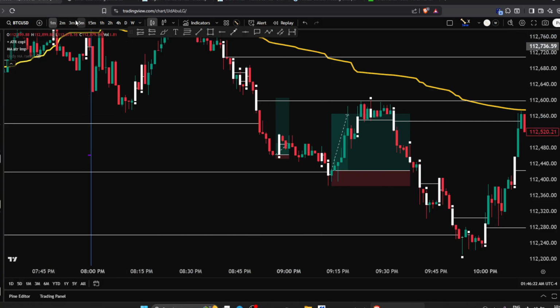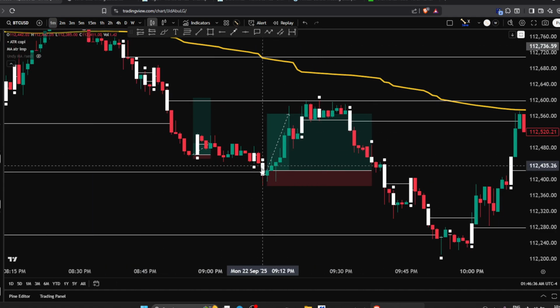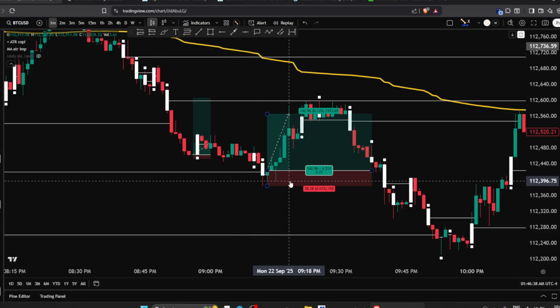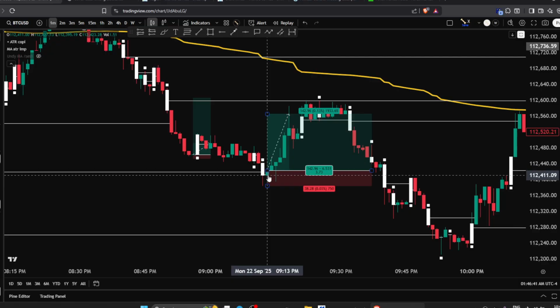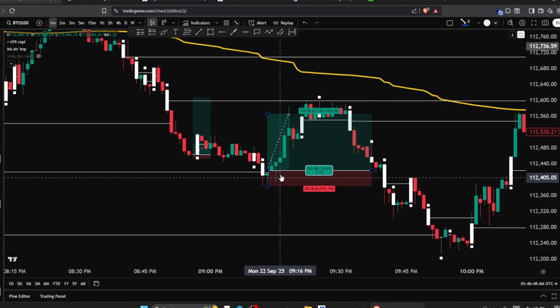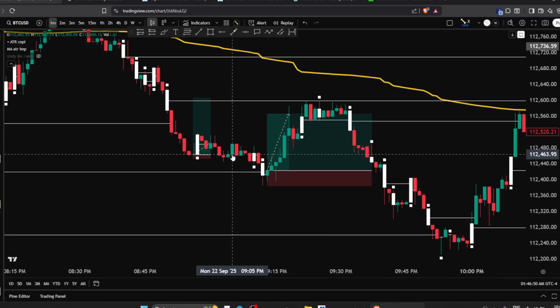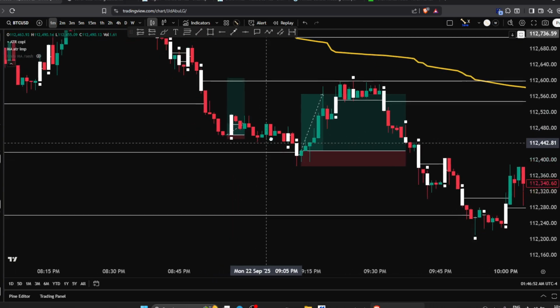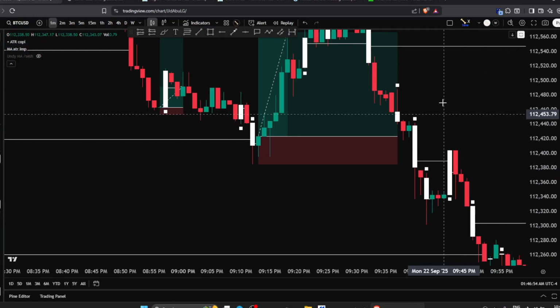Up here I should mention too, I should have said this first, these are the different settings for the chart: 1 minute, 2, 3, 4, 5, 4 hour, daily, weekly. And I only trade on the 1 minute, so you should be on the 1 minute. Each one of these candles is 1 minute in length. So you'd want to wait for the last 10 seconds for it to close in green color.